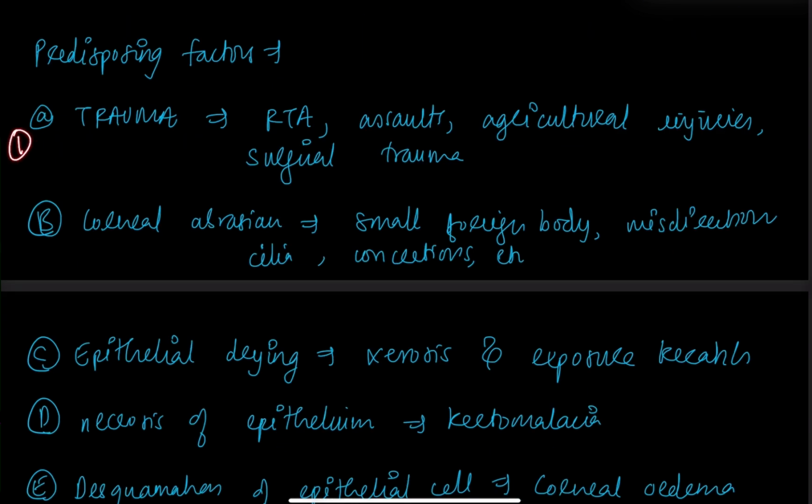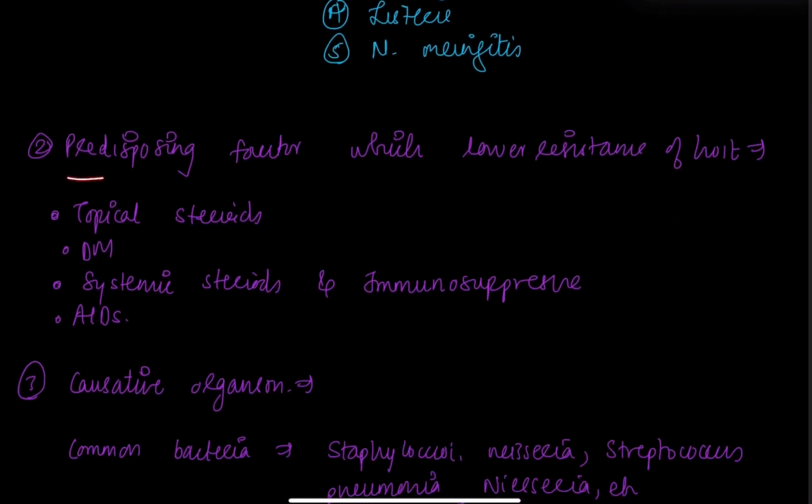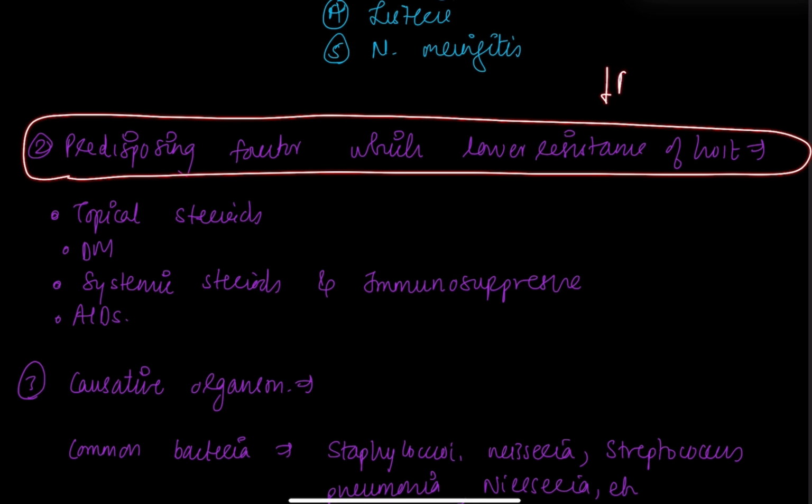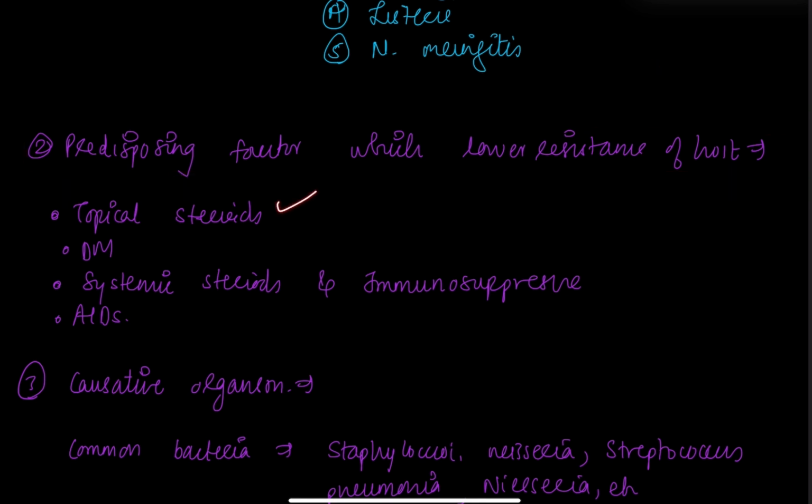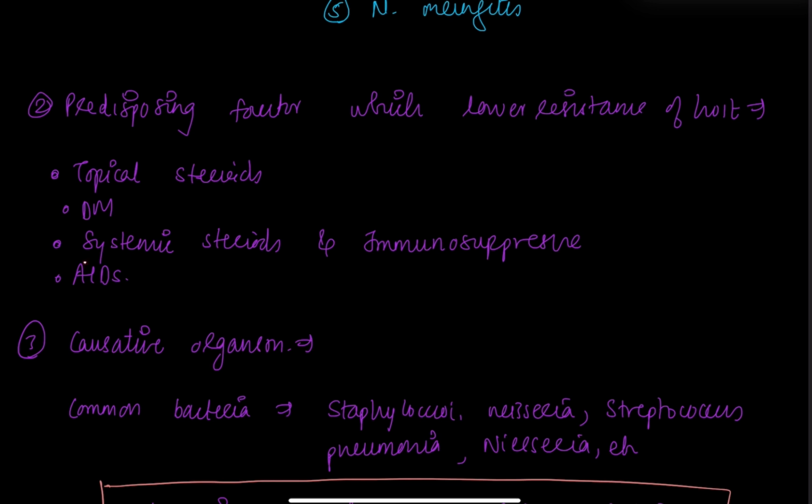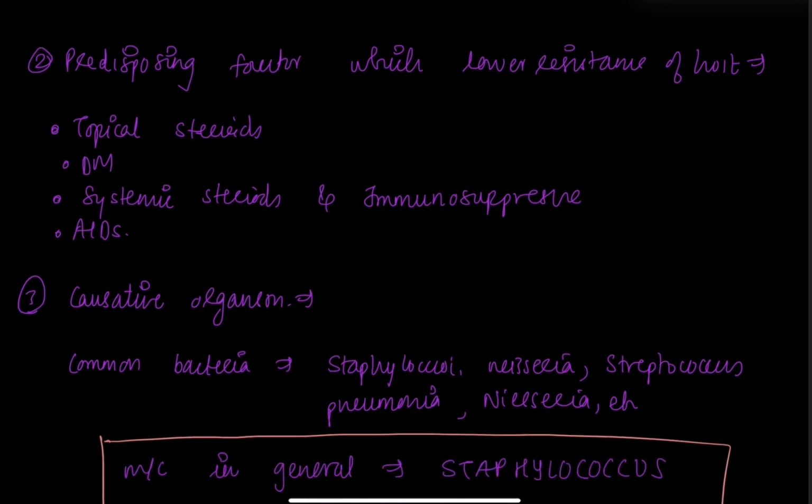This was the first predisposing factor. The second predisposing factors are those which lower the host resistance to these organisms. It can be use of topical steroids in the eyes. It can be diabetes mellitus. As we know, diabetes mellitus decreases the capacity of the body to fight infections. It can be use of systemic steroids or immunosuppressive drugs, which suppress the immune system, and when the immune system is suppressed, infections can run rampant, correct? Or it can be AIDS. AIDS is basically an immunosuppressive state. So predisposing factors are these.